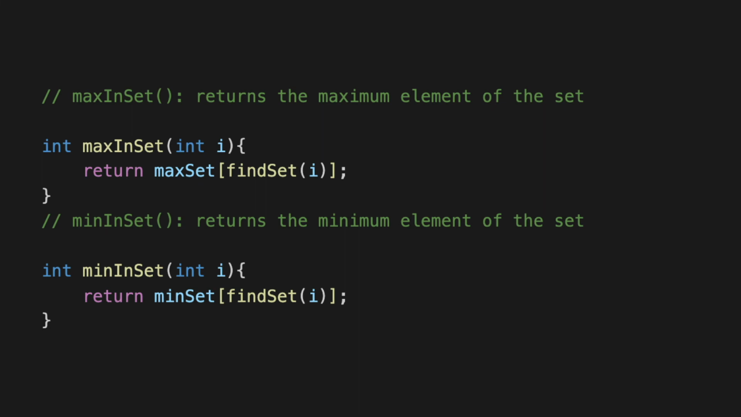The values at I may have become meaningless over time, but you will be tracking them correctly for the leader elements. So to find out the maximum value in the set that contains the element I, first find the representative element of the set that contains I, and then look up MaxSet for that element. And this is analogous for MinSet.